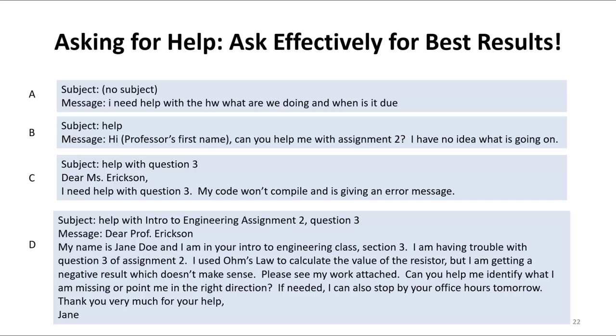All right, and hopefully you find that the last message, message D, is the easiest one to answer. Note that in messages A, B, and C, the instructor would need to ask the student more questions in order to have enough information to help the student. For example, student A's message is missing a subject and doesn't specify the class. Message B uses the professor's first name, which could be disrespectful. Message C doesn't provide enough information for the instructor to be able to see the student's error.